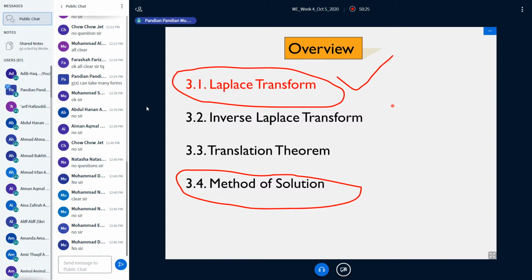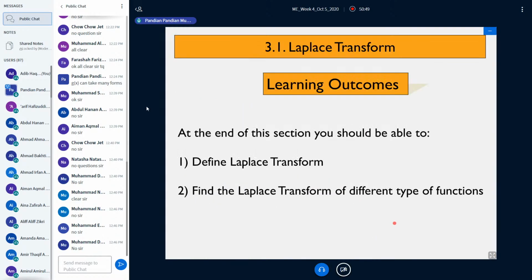But you can see later on the flow of the method, how the method is created, designed, or constructed in order to solve successfully the differential equation, whether second order or first order. Laplace transform is one of the best methods to solve.